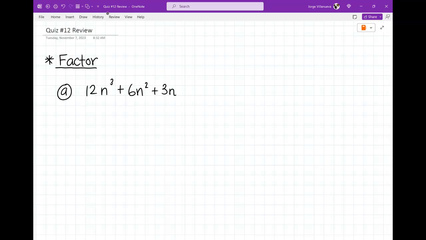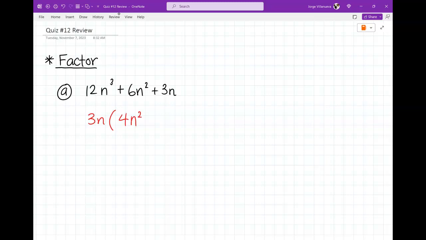Yeah. What do they have in common? An n, and what else? A 3. So let me take out a 3n. So we're going to take out a 3n, and then I'm going to factor. Remember, factoring means you're dividing, in this case. So if you have 12n cubed and you factor out 3n, in other words, you divide by 3 and then you divide by n, you end up with 4n squared.